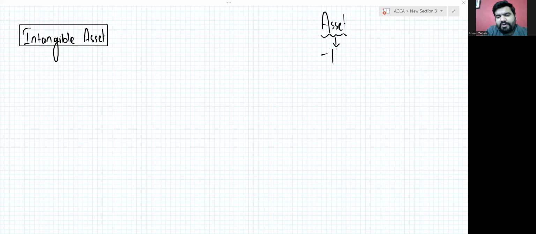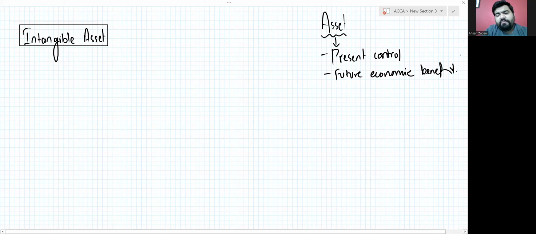that we have studied in the basic concept, that is having present control and future economic benefit. Means if I am having present control on anything, plus it has a future economic benefit, that it will create the cash for me.